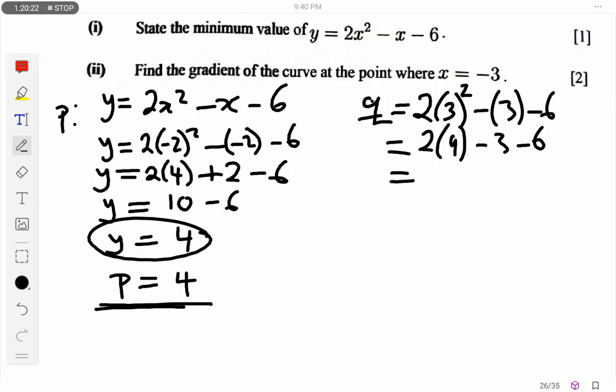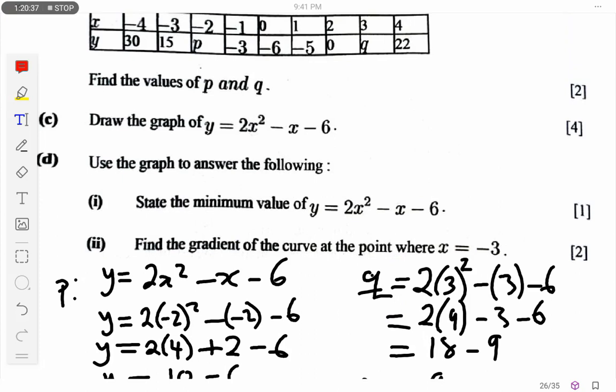So 2 by 9, that's 18, minus 3 minus 6, that is a minus 9. So we get ourselves a 9 there. So our q value is a 9. Okay, so we are done with that part. We got ourselves 2 marks.